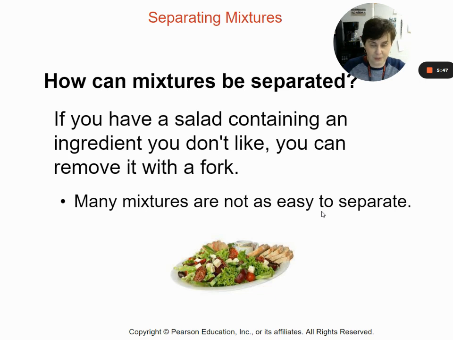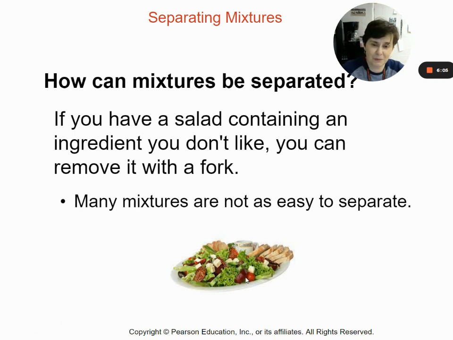So, our mixture is separated. Like if you have a salad containing an ingredient you don't like, if I see that there's cucumbers on the salad and I'm allergic to cucumbers, I can remove them with a fork, and also I'll probably remove the pieces of lettuce that were touching. And not because I'm picky, just because I'm allergic to it.